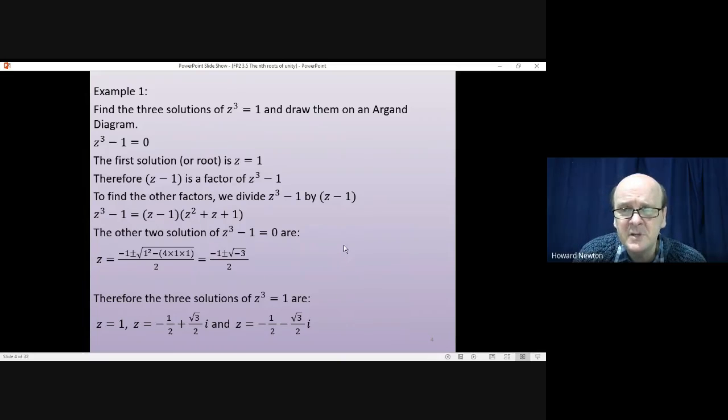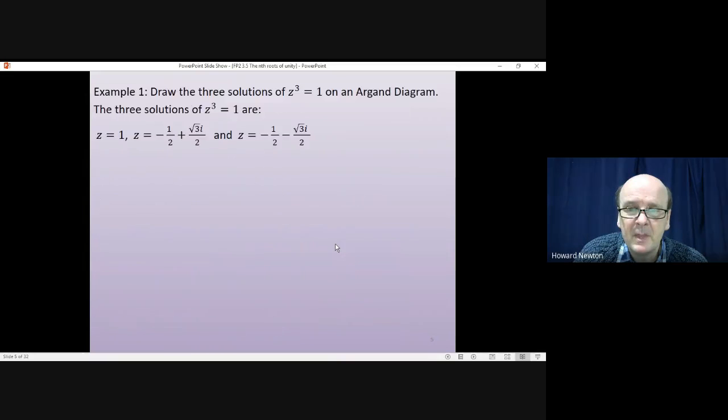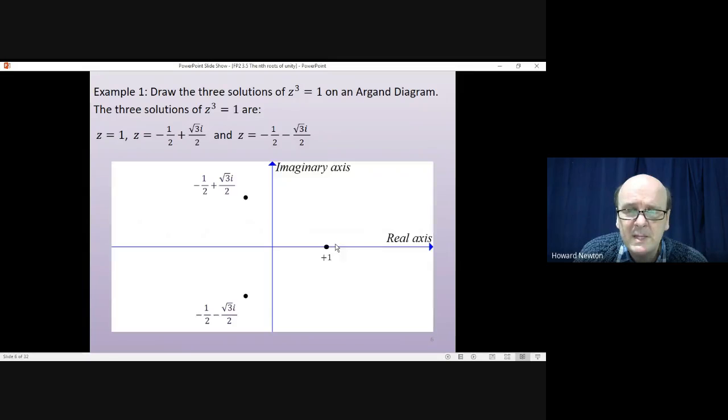We were asked to sketch those on an Argand diagram, and if we did so, we get something a bit like this. Plus 1 on the real axis, minus a half plus root 3 over 2 i would be somewhere around here, and minus a half minus root 3 over 2 i somewhere around there.